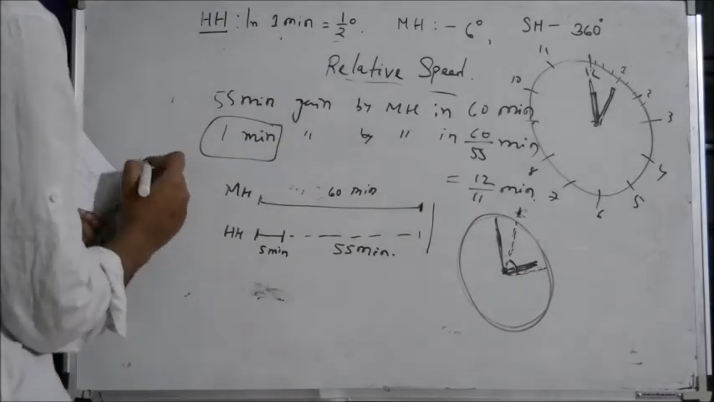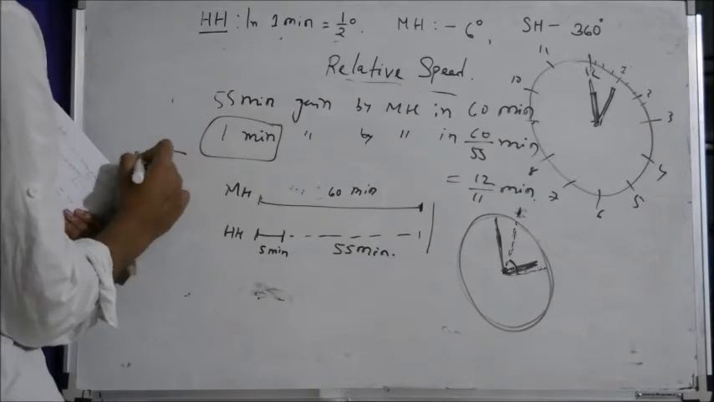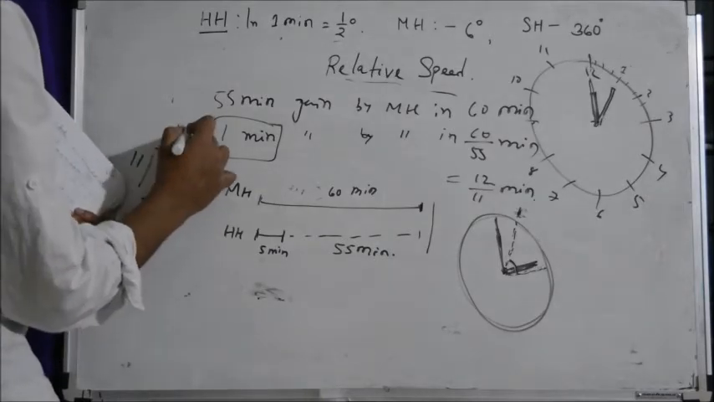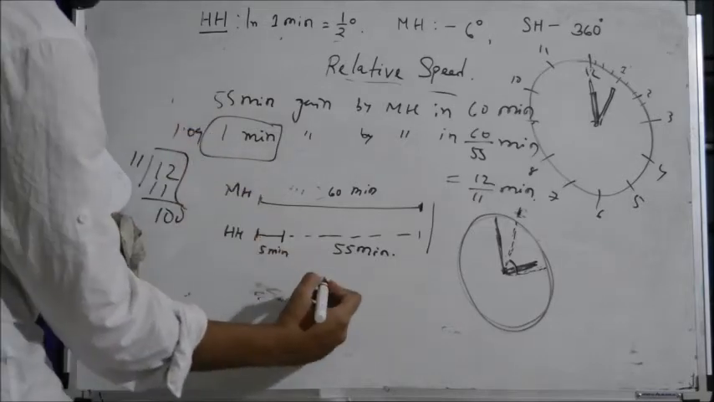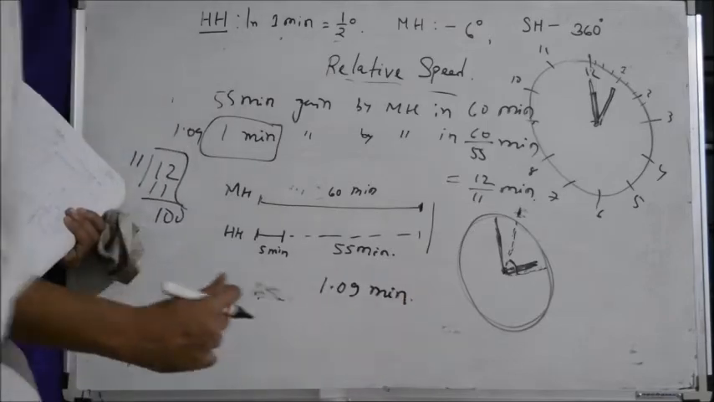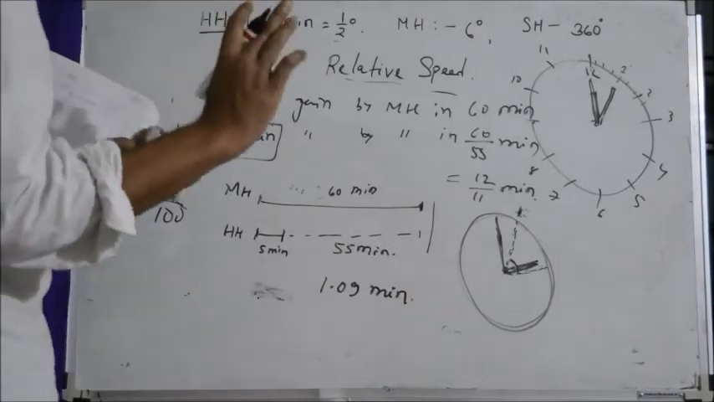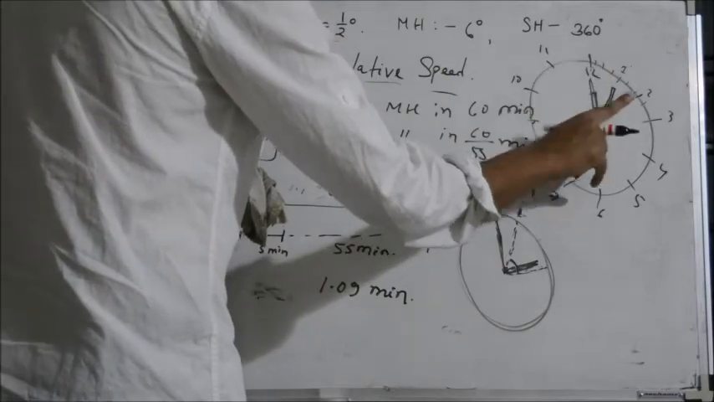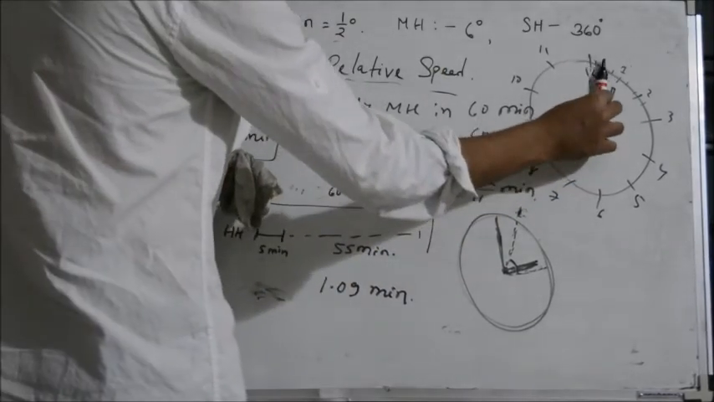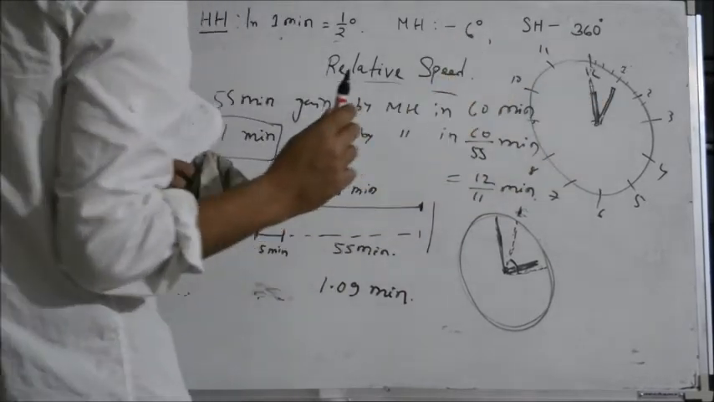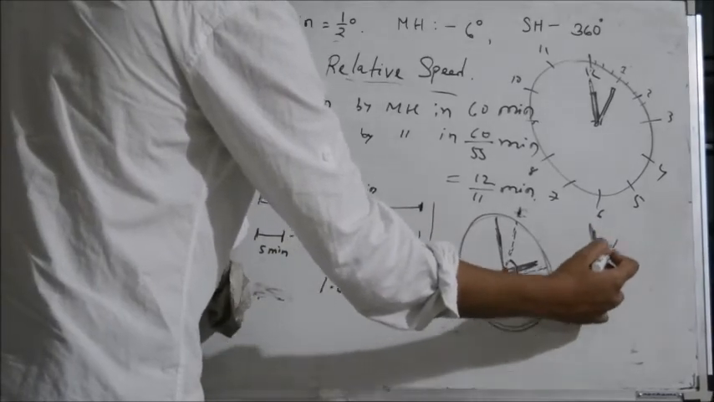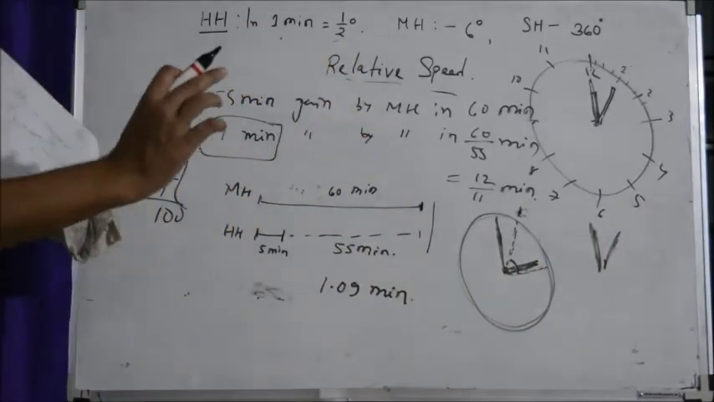12 by 11, if we find out 12 divided by 11, that is 1.09 minute. Because we know when the minute hand is moving, our hour hand is also moving. Though the hour hand is moving a little slow, when the minute hand is moving, the hour hand is also moving together with it. Therefore, when it is 1 minute, that doesn't mean there is exactly 1 minute gap between both the minute hand and hour hand.